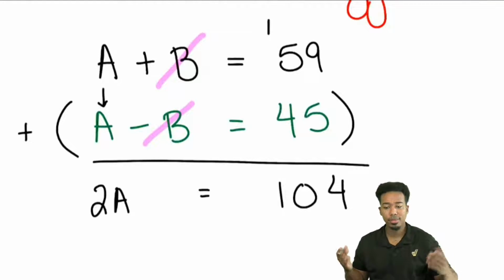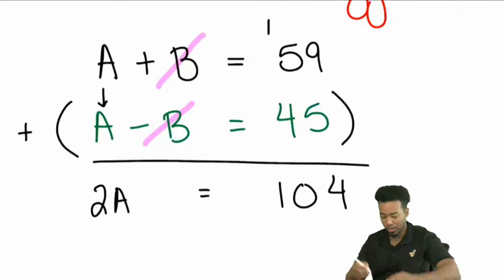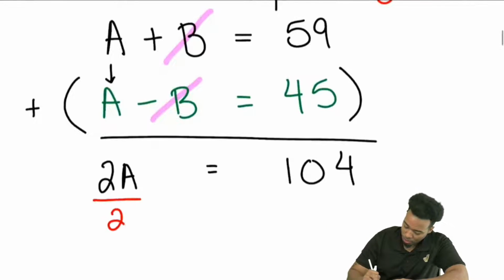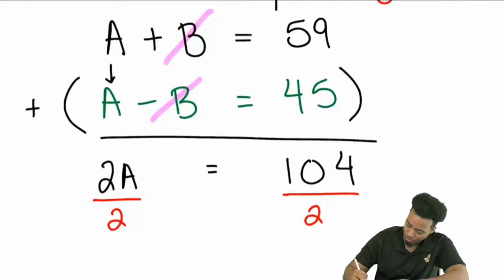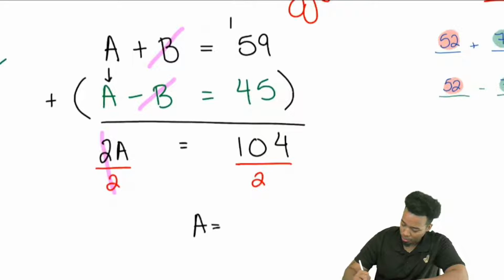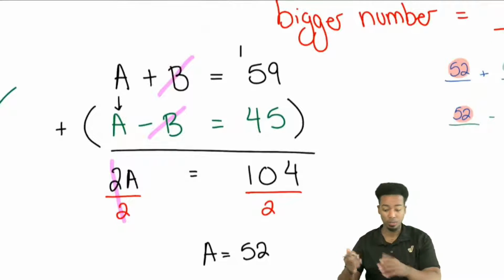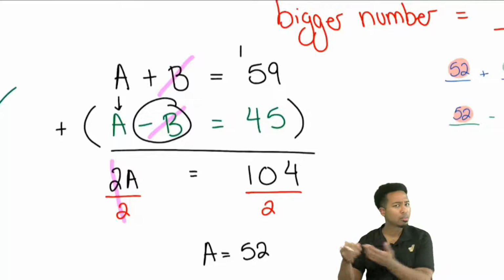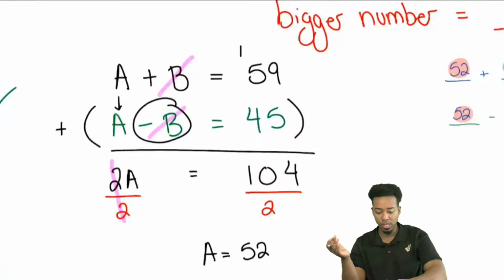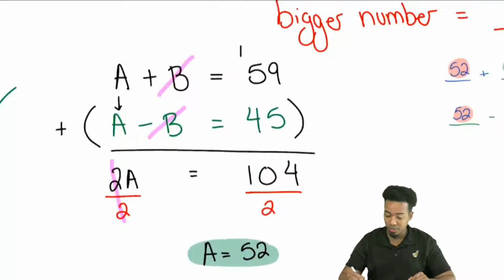Right. Now we just divide both sides by 2, and this is what opens everything up for us. We divide by 2 on both sides. That cancels out, and we're left with A equals 52. And remember, in the beginning, we said that A is the bigger one, because if you're subtracting B, then B is the smaller one. So we said that we are using A as the bigger one. We got A equals 52.